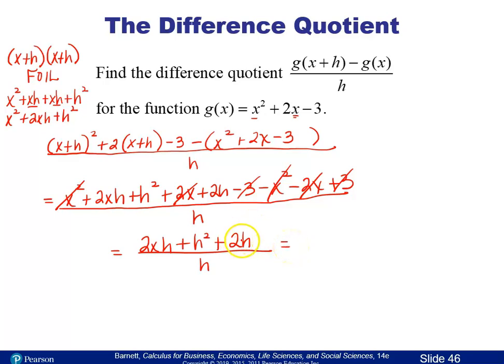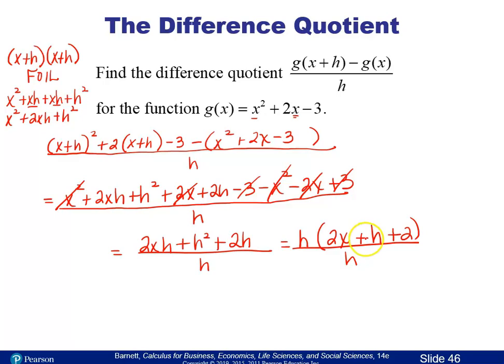All right, we can pretty easily see that there's an h in each one of these terms here. So what we're going to do is we're going to factor out one of those h's. Okay, so if I take the h out as a greatest common factor, if I take the h out here, I'll have 2x. If I take the h out here, I'm going to have just an h. And if I take the h out here, I'm going to have a 2.